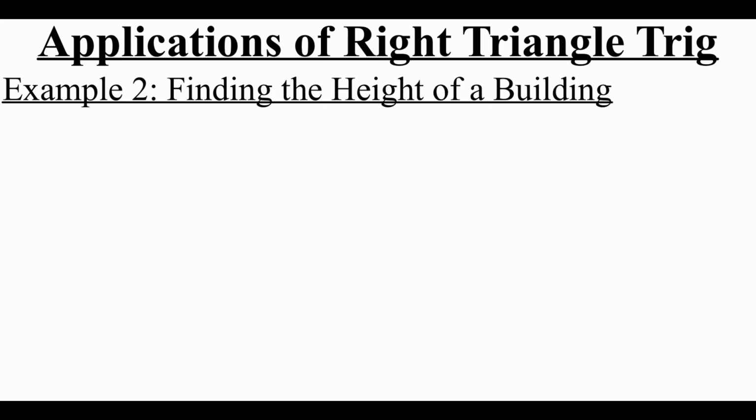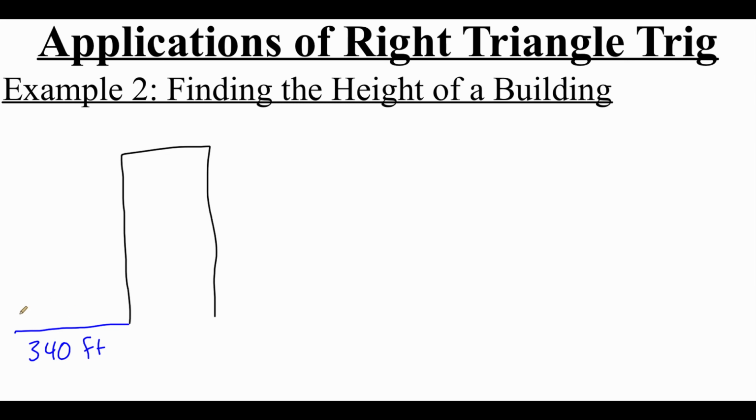Now, a lot of times as we're using trig in application problems, it involves doing some sort of indirect measurement. So we're going to say that we're taking a look at the height of a building. What we're going to do is stand at a distance of about 340 feet away from the base of the building, and we measure the angle of elevation up to the top to be about 65 degrees. And what we want to find out is how tall the building is.